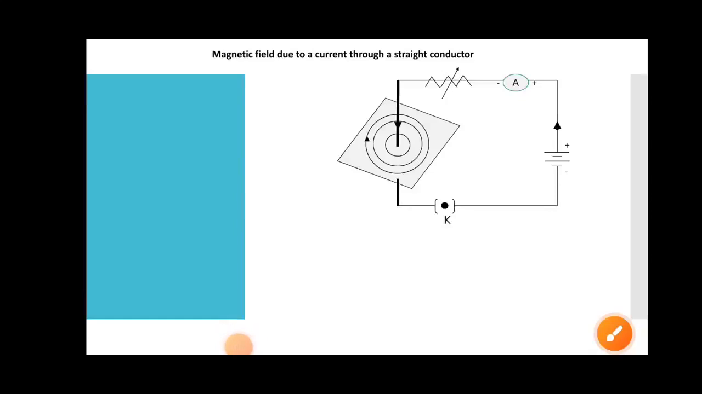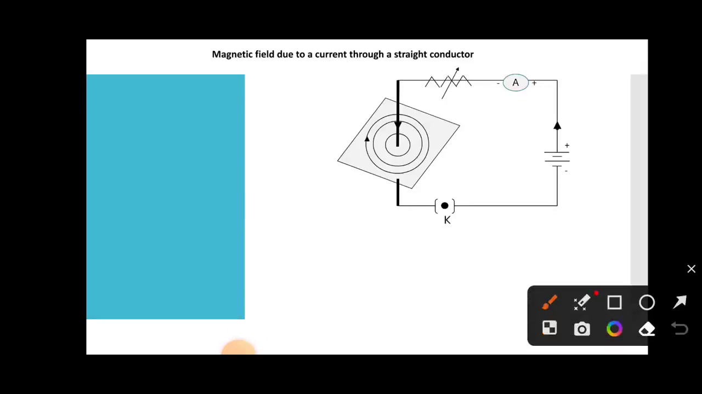Magnetic field due to a current through a straight conductor. So first of all, what is a straight conductor? A straight conductor is a straight wire carrying current, having a magnetic field around it.